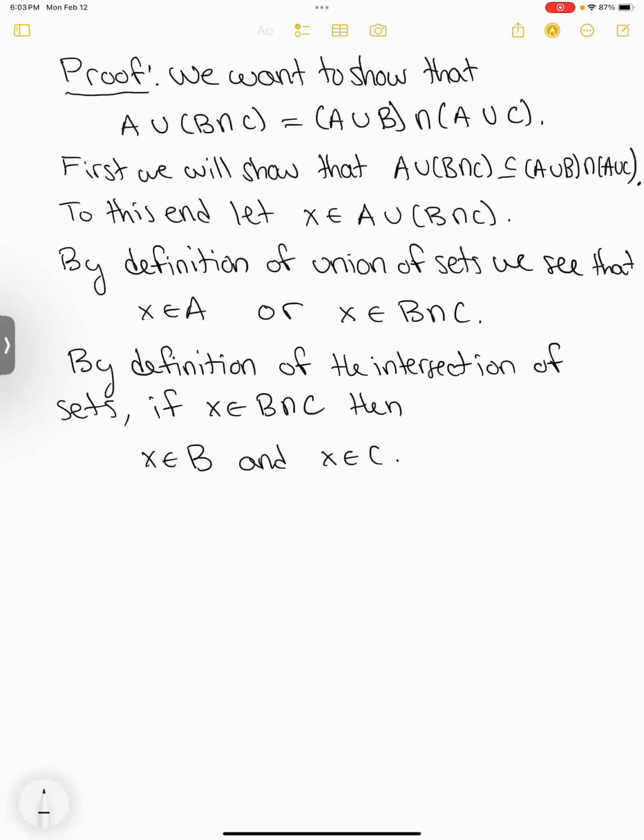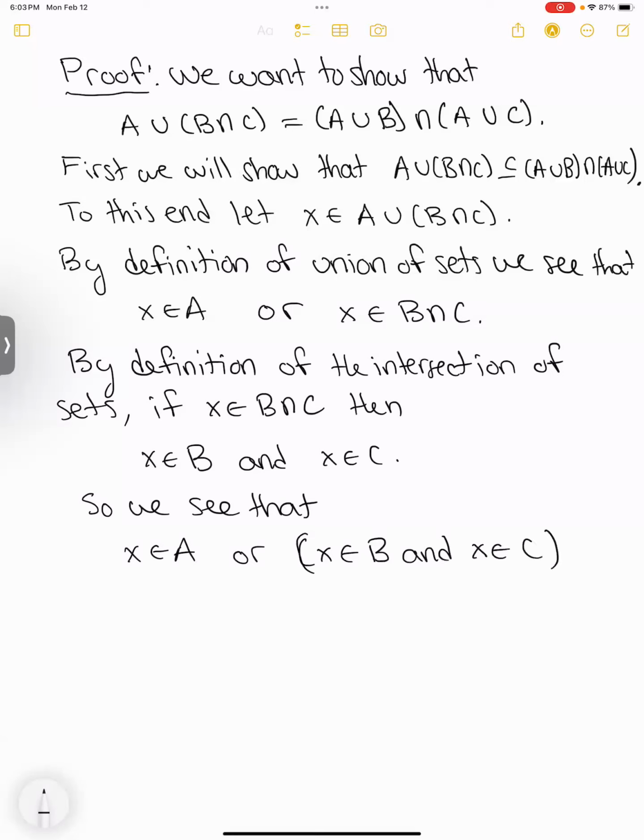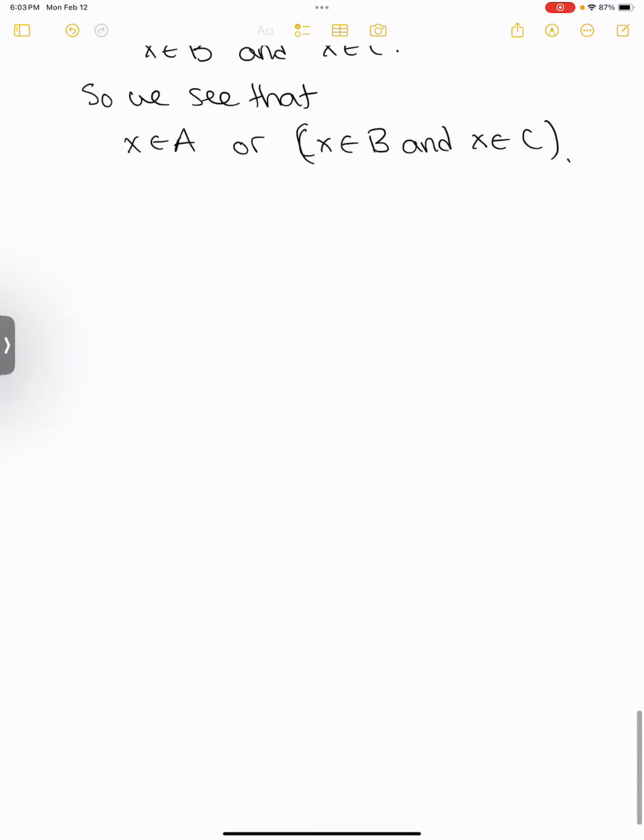All right. And so just to wrap up what we've shown so far, we see that X is in A or X is in B and X is in C. All right, now if you think about what that or statement is saying, X is in A or X is both in B and C. All right, so then there's two cases that we need to look at, right? So case one.